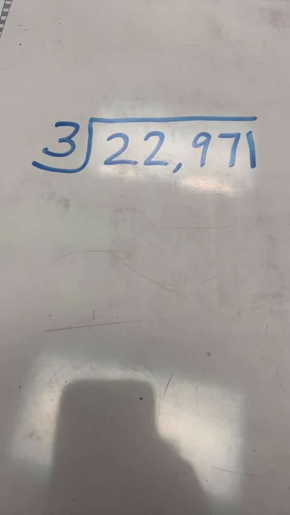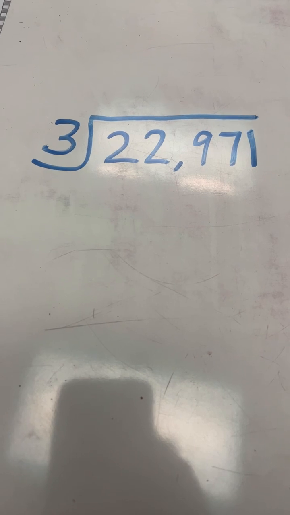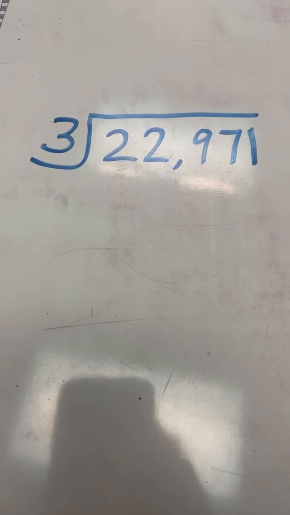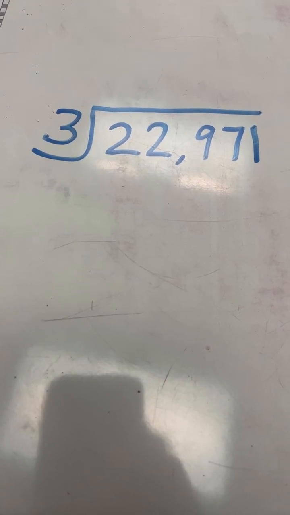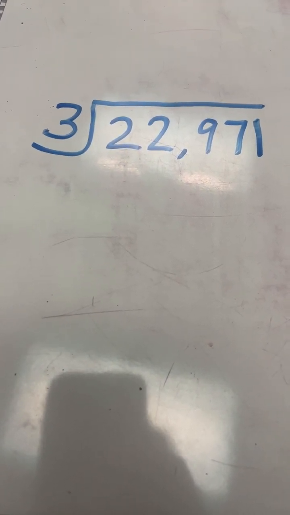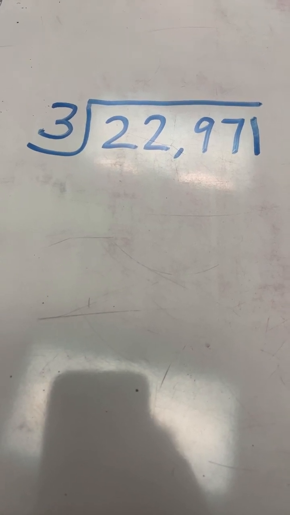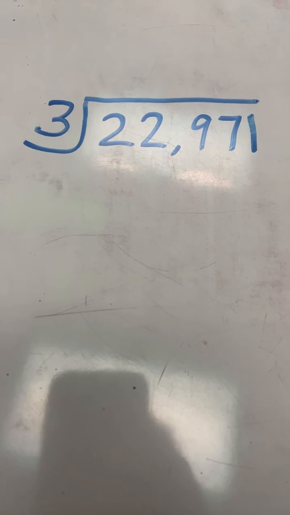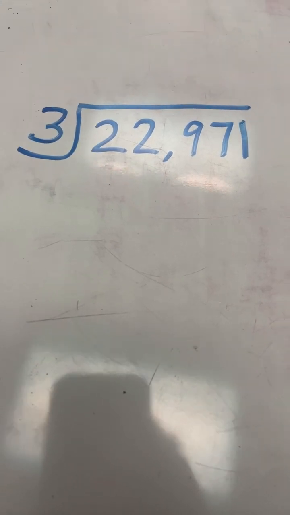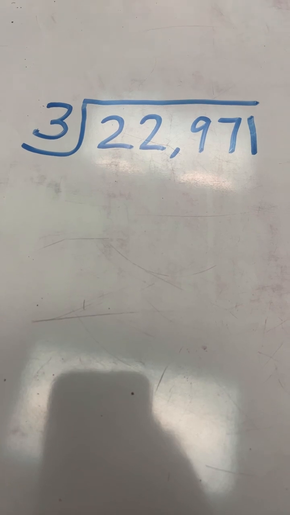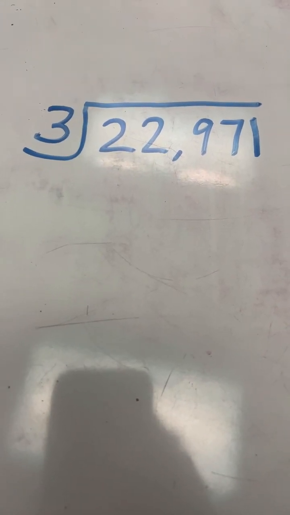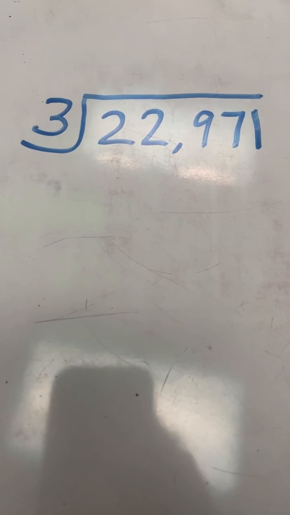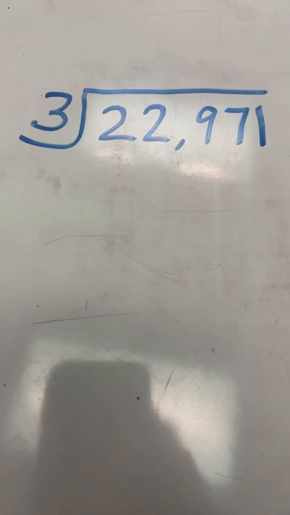So this video is going to focus on 5-digit by 1-digit long division. Our model problem is 22,971 divided by 3. We're going to go through step by step how to solve that problem. A 5-digit by 1-digit long division problem is solved really the same way a 3-digit or a 4-digit by 1-digit long division problem is. The only difference is you just repeat the steps one more time or two more times.